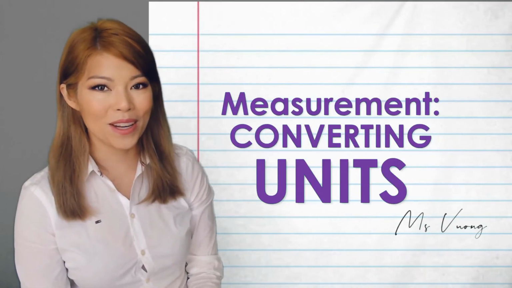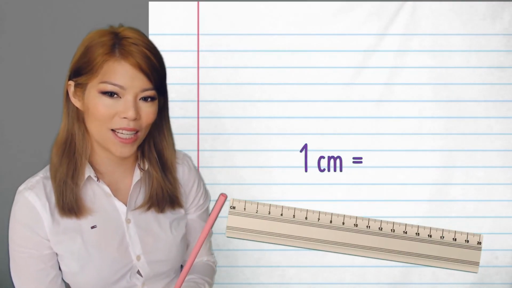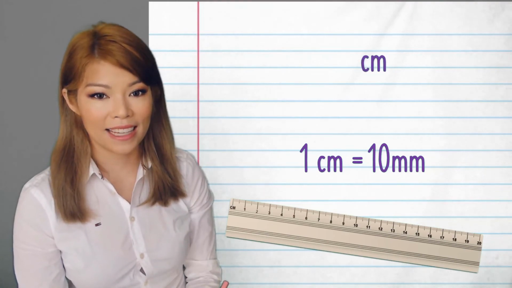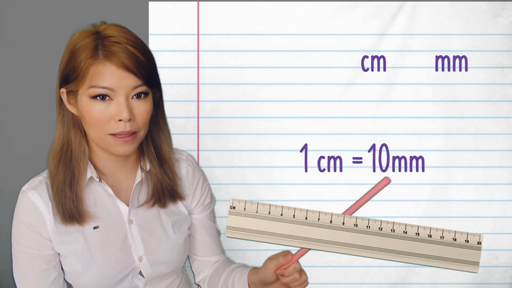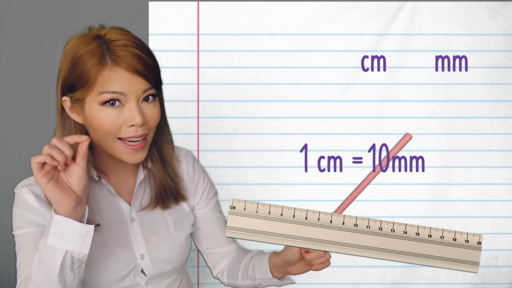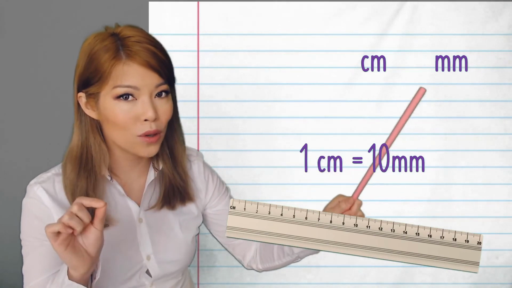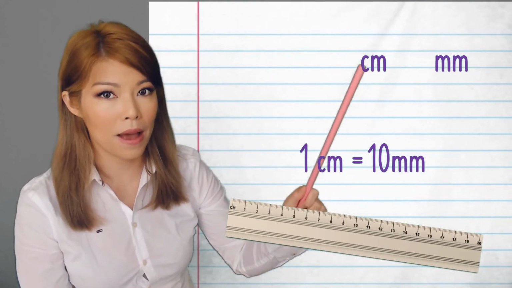Let's convert some units. I think most of us know that 1 centimeter is equal to 10 millimeters. What I'd like you to think today is, when we think about centimeters, that's a bigger unit compared to millimeters. Millimeters are the tiny, tiny unit. When we're going from a big unit to a tiny, tiny unit, we have to have more of the tiny, tiny to make it the same amount.